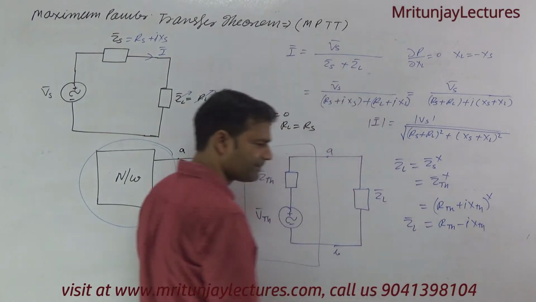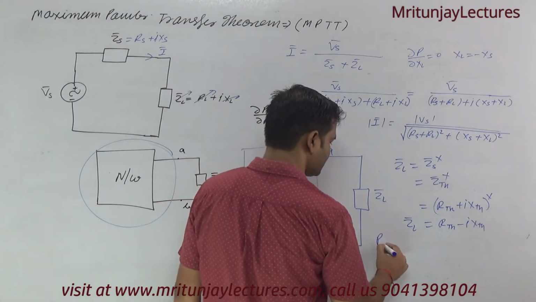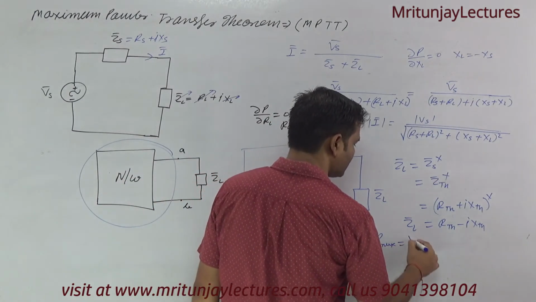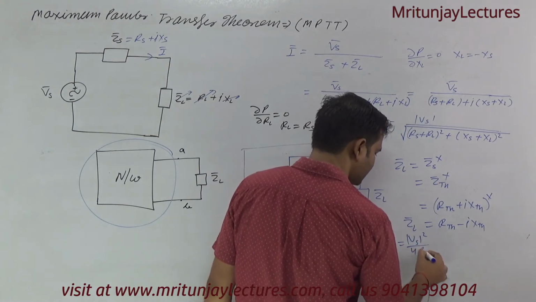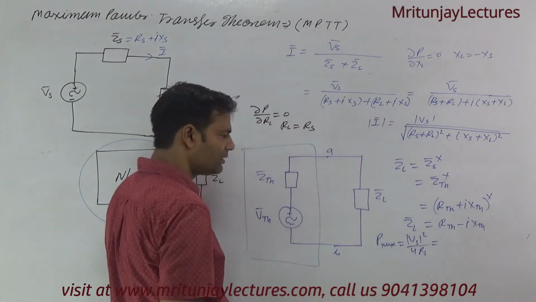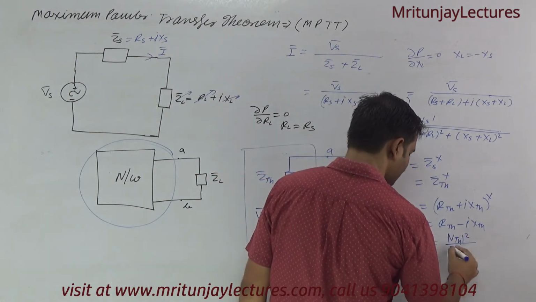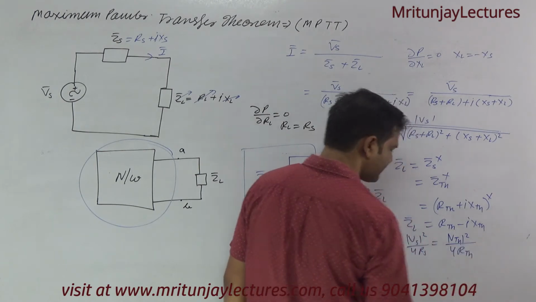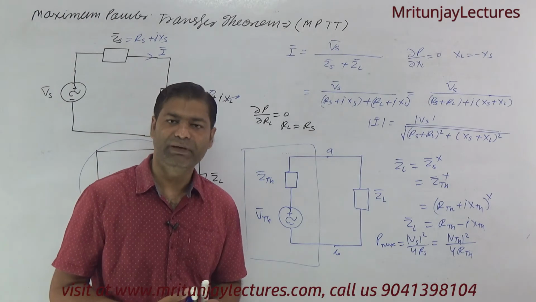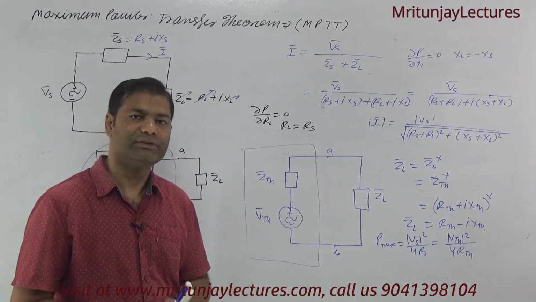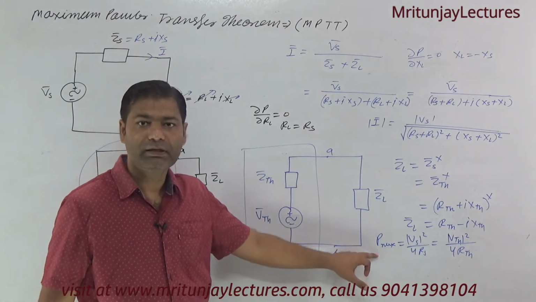What about ZL for maximum power? So what about P max? P max will be equal to, I know, mod VS to the whole square divided by 4 RS. Corresponding to this one, that is written as VTH to the whole square divided by 4 RTH. So if asked about maximum power, it is VTH to the whole square divided by 4 RTH. How to get it? Clear or not?